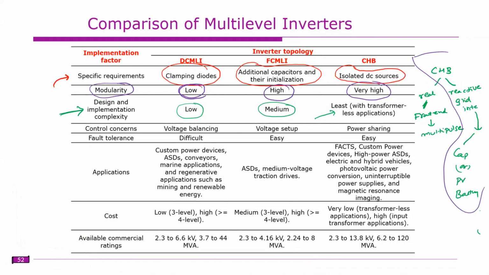But whereas you require a front-end converter, this multipulse converter, this kind of arrangement is highly complex, and moreover this cost is also very high. So cost is high and complexity is also high. Understood?